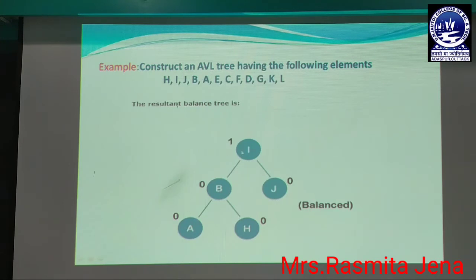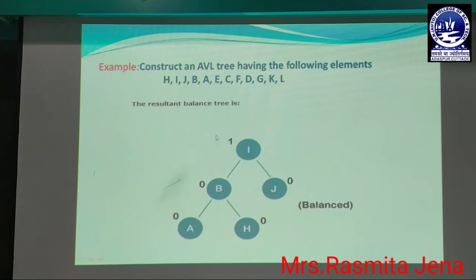So let's calculate the balance factor. You can see the balance factor of the node A is 0 and the balance factor of the node H is 0, as well as the balance factor of the node B is also 0, because it has left subtree height 1 and right subtree height 1. So 1 - 1, 0. And again the balance factor for this node: left subtree height is 2 and right subtree height is 1. So 2 - 1, that is 1. So we can say the tree became balanced.